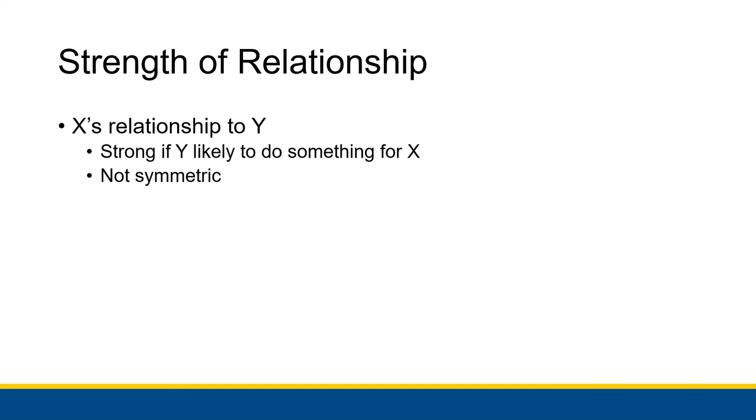This is as opposed to Facebook, where the relationships are symmetric to some extent. You are friends with a person and they are friends with you. There's no way to undo one side of that. You're either both friends with each other or you are not friends at all. So we can actually look at asymmetrical relationships like this.